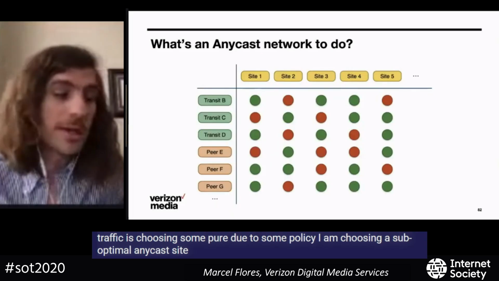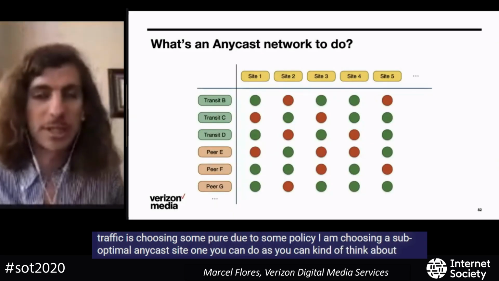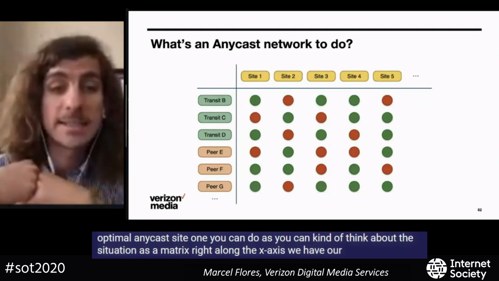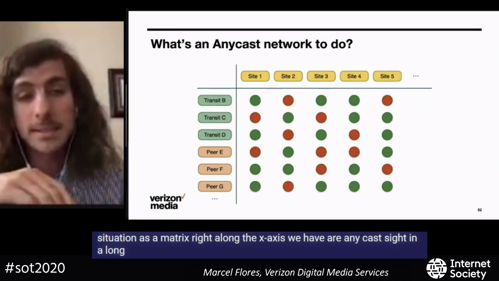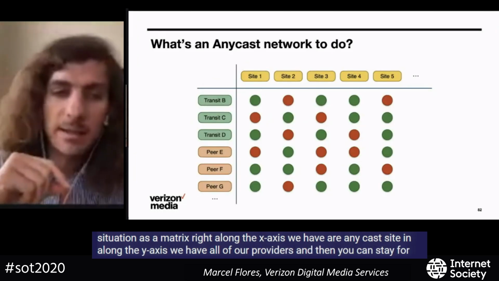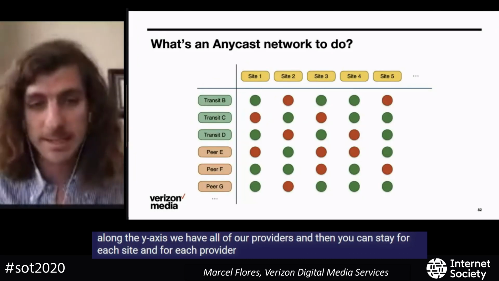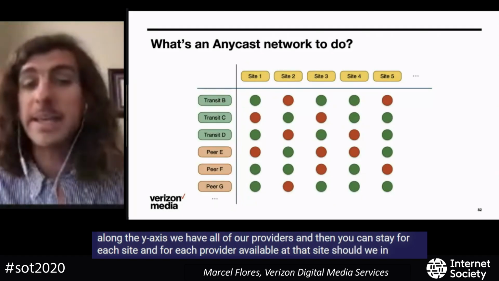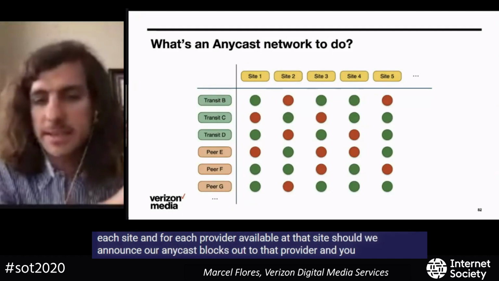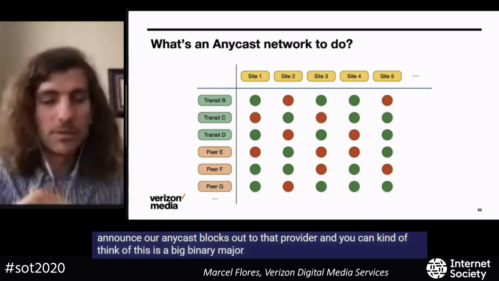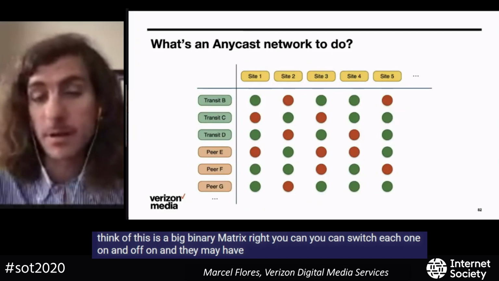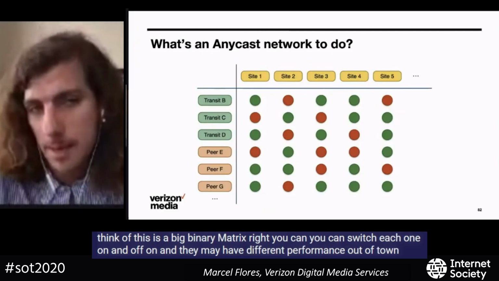What you can do is think about the situation as a matrix, right? Along the x-axis, we have our Anycast sites, and along the y-axis, we have all of our providers. And then you can say for each site and for each provider available at that site, should we announce our Anycast blocks out to that provider? You can think of this as a big binary matrix. You can switch each one on and off, and they may have different performance outcomes when you do that.